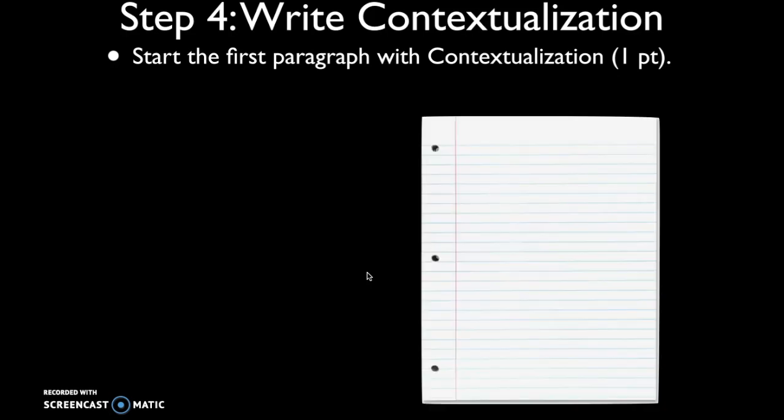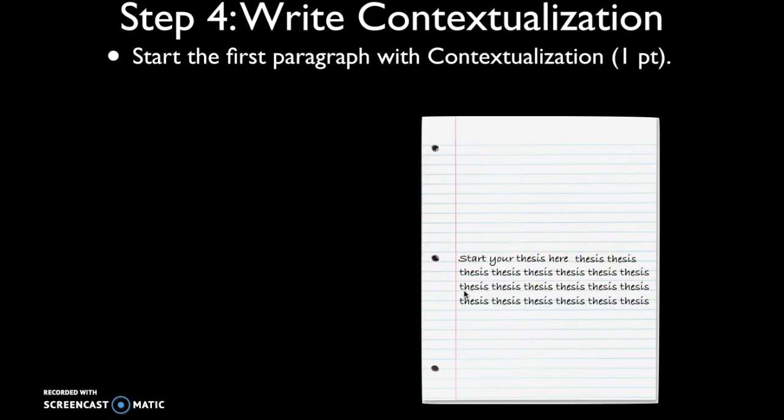So the thesis is not the first thing that goes in your essay. The first thing that's supposed to go in your essay is contextualization. So you need to start your first paragraph, your introductory paragraph, with contextualization, and that's worth 1 point. For me, one way that I can maybe get around this problem is I'm reading the documents as I'm generating the thesis. I want to write my thesis first. So a strategy for that might be for you to start your thesis halfway or even 3/4 of the way down the page. So start your thesis here, and then you can write your thesis first.